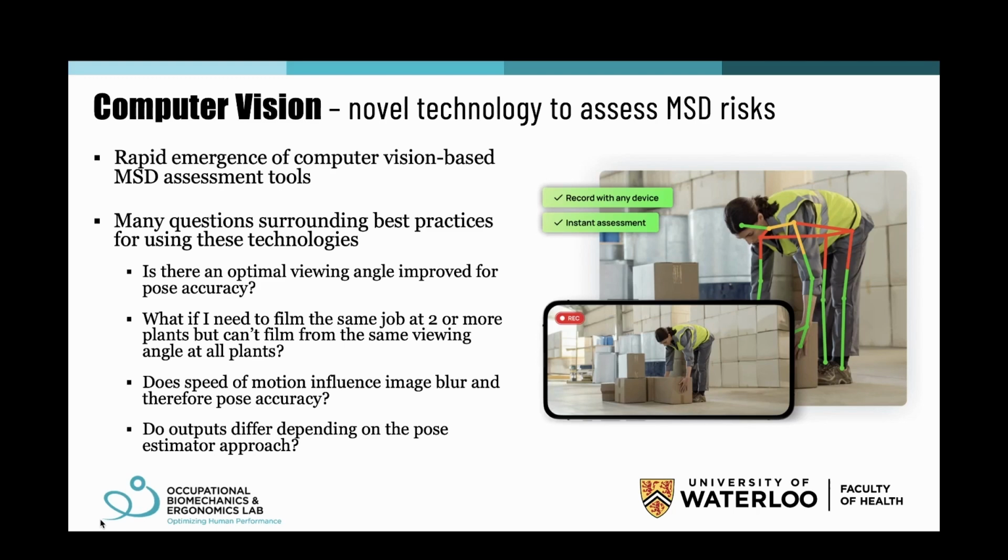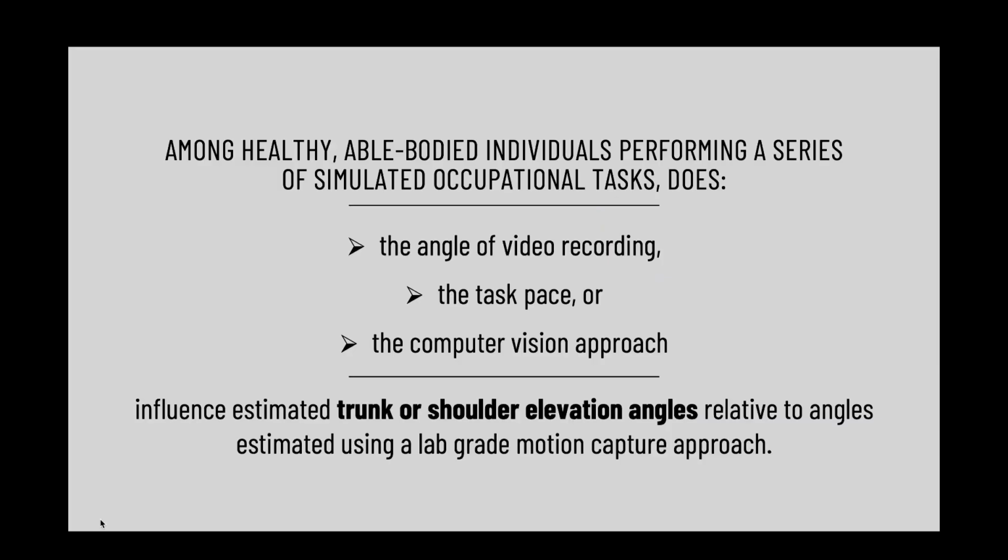So we set off to answer all of these questions in a study where we asked, among healthy, able-bodied individuals performing a series of simulated occupational tasks, does the angle of video recording, the task pace, or the computer vision approach influence estimated trunk or shoulder elevation angles relative to the angles estimated from a lab grade system or approach?